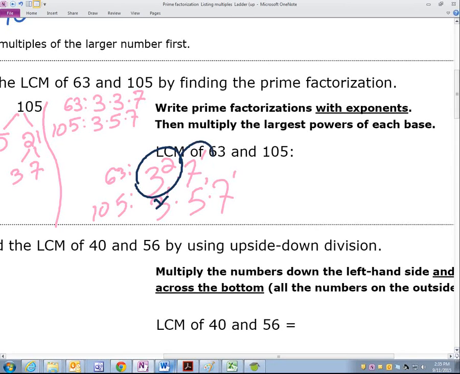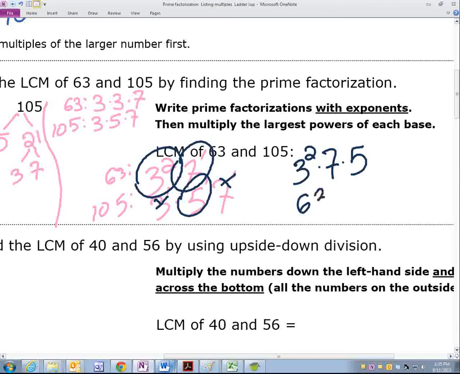Then with the 7's, that has the highest power because it's the same thing. I mean, we're not going to make it that much bigger. Then we have 5 because there's no other 5, so that has to be the highest power. So now I have 3 squared times 7 times 5. So 9 times 7, which is 63, times 5 is equal to 5 times 6 is 30. 300 plus 15 is 315.